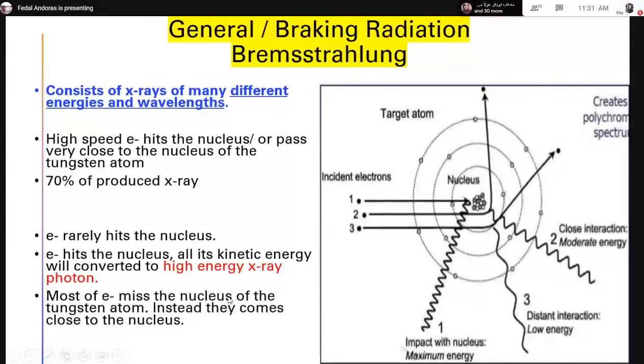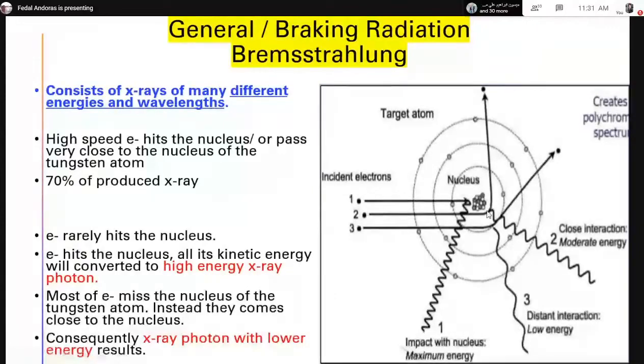Most electrons miss the nucleus of the tungsten atom. Instead, they come close to the nucleus. The second and third do not hit the nucleus directly, but come close to it. What will happen? Look at the second, it came close to the nucleus, hit the region, so it has moderate energy, not maximum energy. There is scattering and production of X-ray, and the electron will scatter and produce moderate energy. The third one is farther, but it did not hit the electrons in the shells K, L, and M. It came near the nucleus and lost its kinetic energy, producing a low energy.